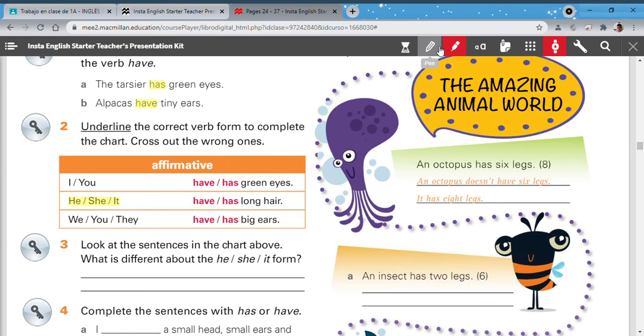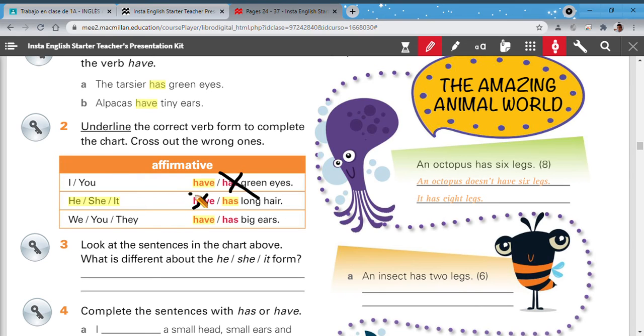The correct form. I and you, it's okay to say have. He, she, and it, has. We, you, and they, have. It's impossible to say I has. It's impossible to say you has. In the second case, he has. It's okay. But if you say he have, this is not correct.